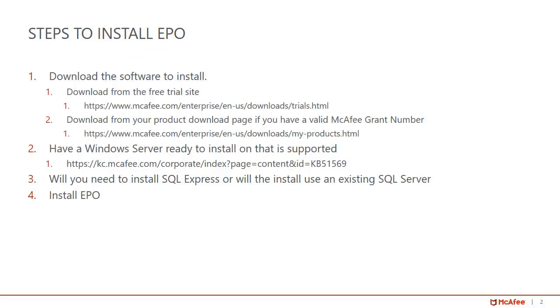Speaking of SQL, the next thing that you're going to need to have available is going to be either an existing SQL server that you can connect to and we can create a database in, because our backend infrastructure for our ePO is going to be a SQL database, or a SQL Express installation, and we do include the SQL Express installation file in a directory underneath the installation files that we'll give you to install our product as well. And then of course next what you're going to do is install ePO.